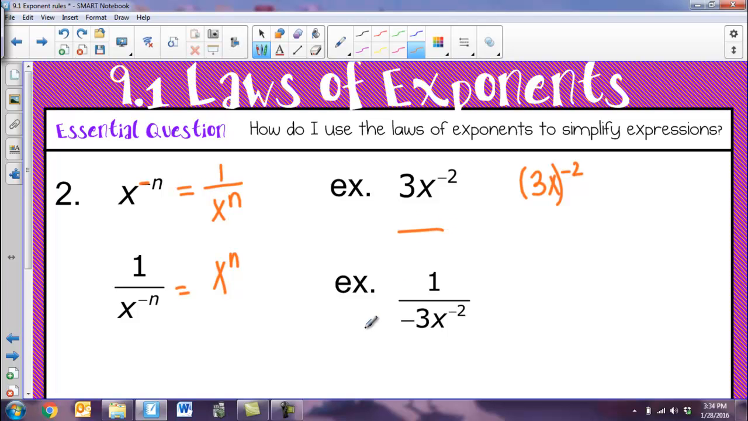So I always start by just drawing my line if I see negatives. And I'm like, does 3 have a negative exponent? No, he stays. Does x have a negative exponent? Yes, he needs to move. And then his exponent can become positive.